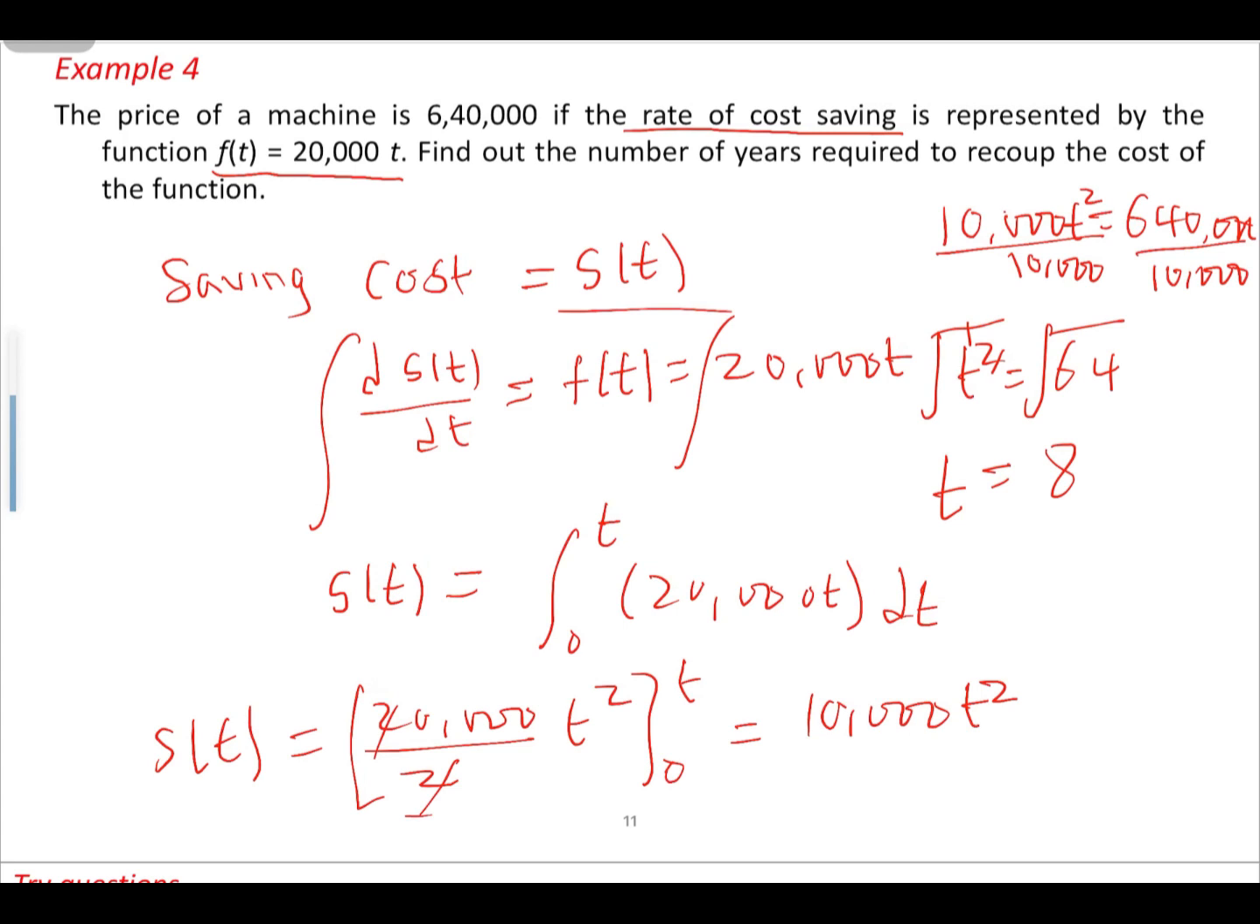That's why when we got to the point that we had the value to be 10,000 t squared, to be able to regain our money that we invested in the machine, we need it to equal the price of the machine, and that will help us to find the value of t. And indeed, we have been able to find the value of t. So in this case, when you buy this machine, which is $640,000, let's say cedis, it will take you 8 years to get back the money that we invested in buying the machine.